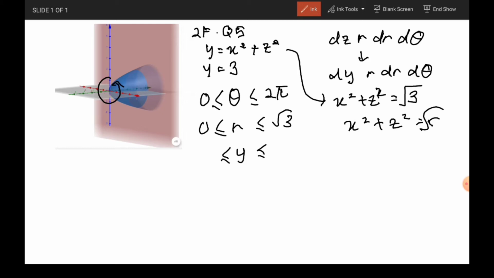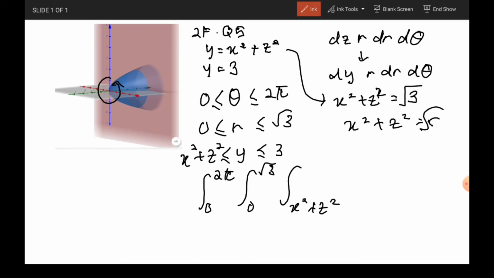And lastly for y, we can use the similar equation. y is between x to the power of 2, sorry, it's not x to the power of 3, x to the power of 2 plus z to the power of 2, until y equals 3. So now we have found the interval for all, then we can include it in our integration. Now we have dy r dr d theta.